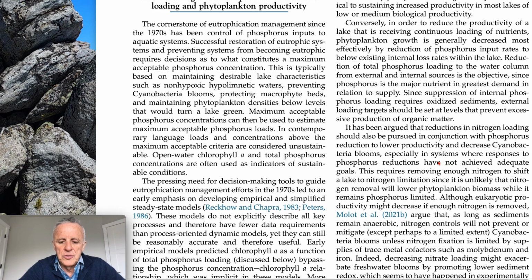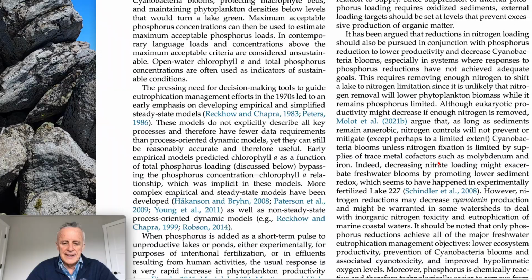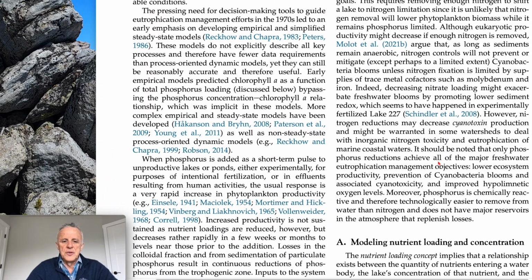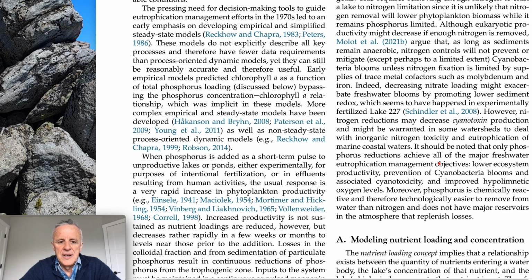Maximum acceptable phosphorus concentration can then be used to estimate maximum acceptable phosphorus loads. In contemporary language, loads and concentrations above the maximum acceptable criteria are considered unsustainable. Open water chlorophyll a and total phosphorus concentration are often used as indicators of sustainable conditions. The pressing need for decision-making tools to guide eutrophication management effort in the 1970s led to an early emphasis on developing empirical and simplified steady-state models. These models do not explicitly describe all key processes and therefore have fewer data requirements than process-oriented dynamic models, yet they can still be reasonably accurate and therefore useful.